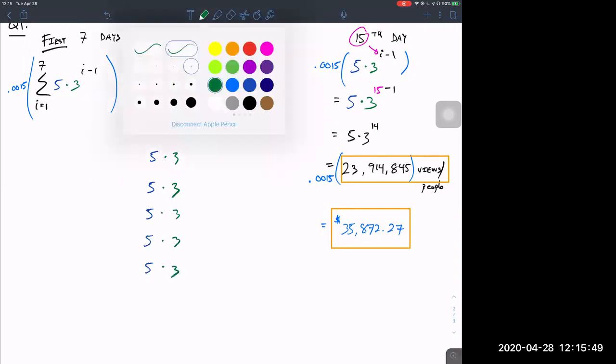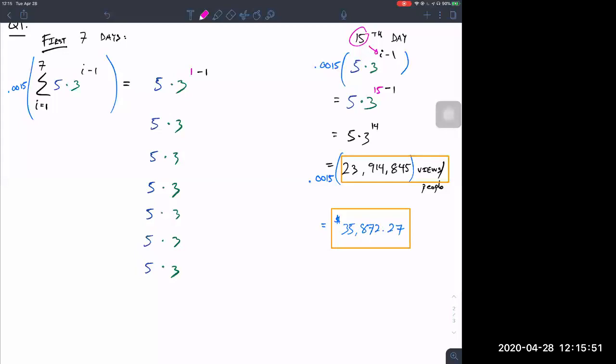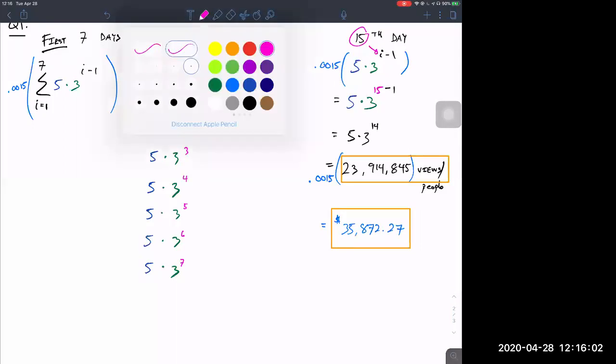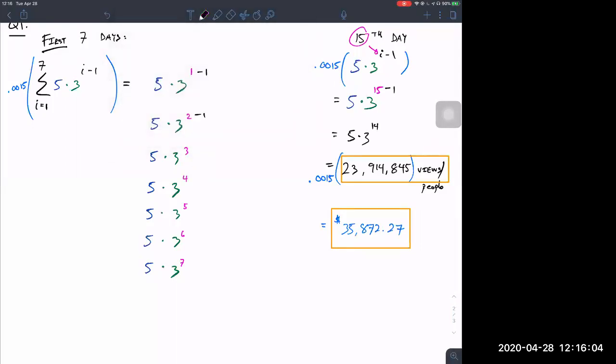You're doing this 7 times, but the difference is that you're counting off the days. 1 day, 2 day, 3rd day, 4th day, 5th day, 6th day, 7th day. I'm just being funny in terms of how I'm describing it. Minus 1, minus 1, minus 1, minus 1, minus 1. So why do the pink numbers change and everything else stays the same?